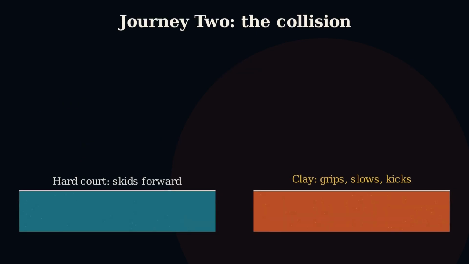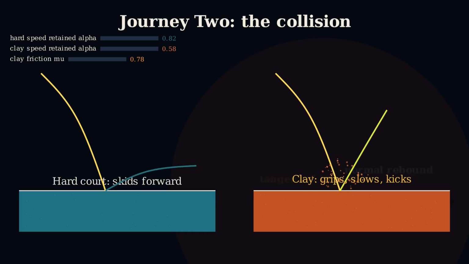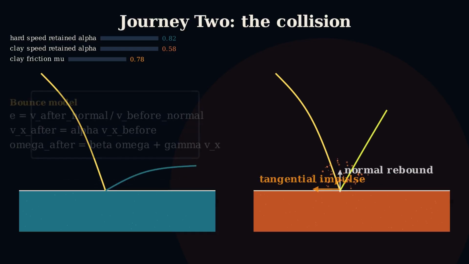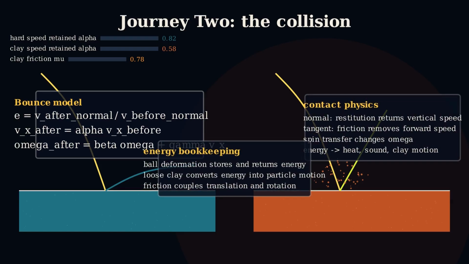On hard court, more horizontal speed is retained. On clay, less speed survives and the friction coefficient is higher. The incoming ball hits both surfaces, but the rebound is different. Hard court keeps the ball moving forward. Clay grips, slows, and kicks.